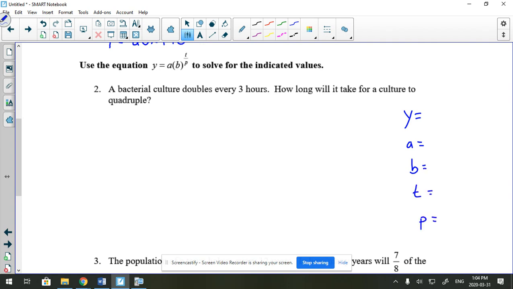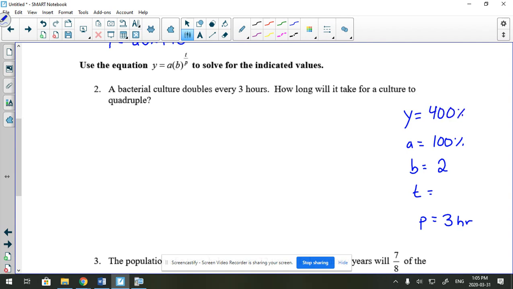Okay, so it says a bacterial culture doubles every 3 hours. So remember, doubling is your B, and whatever time it's matched with is your P. We want to know how long it will take for the culture to quadruple. So it doesn't tell me much else other than that, so I don't know the starting amount exactly, so I like to think of it as in percents. We're starting with all our sample, which is 100%, and we want that to quadruple. That means we want it to be 4 times bigger. So my end result would be 400%, 4 times bigger than my starting amount.